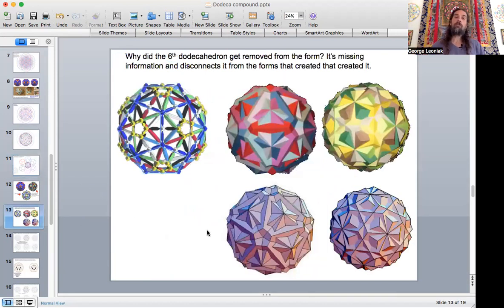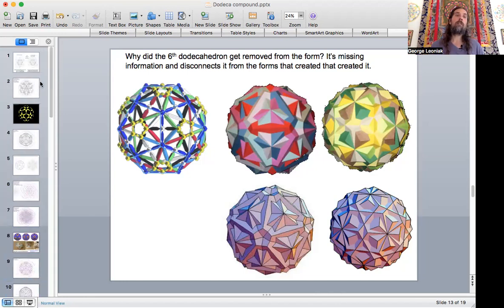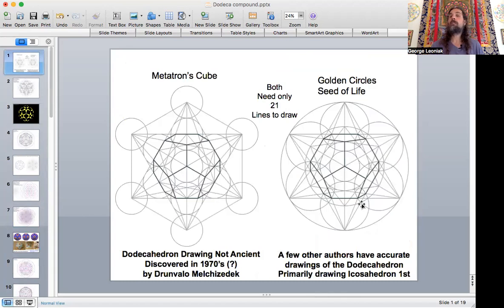So we're back to discovering what happened to the sixth dodecahedron. Now, the sixth dodecahedron is really the central drawing of the dodecahedron in the golden circle seed of life. It's the dodecahedron I've been sharing and drawing. It's just dead center, straight in the middle circle, back to this one, right? And this is the one that's left out from the drawing. This is the one that's left out from the form.